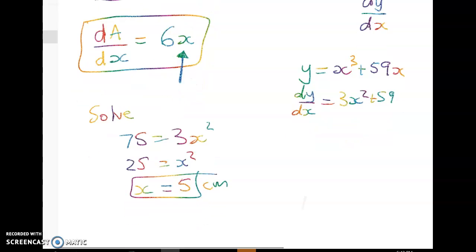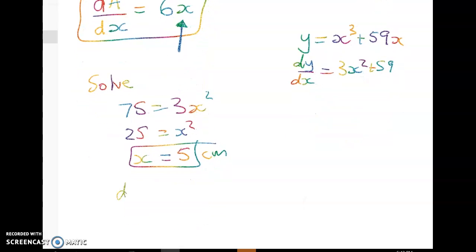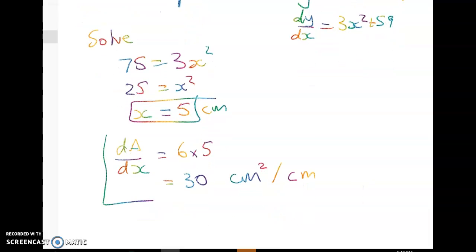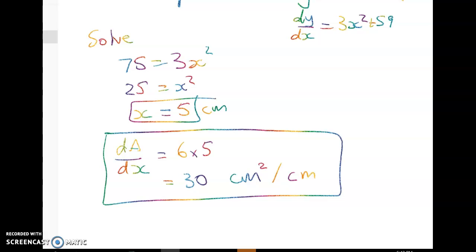So x is equal to 5, which gives me dA by dx is equal to 6 5s. 6 5s are 30. And my unit is squared centimetres. Sorry about the background singing. It's school holidays. So there we go. The rate of change in the area when the area is 75 centimetres squared is 30 centimetres squared per centimetre.